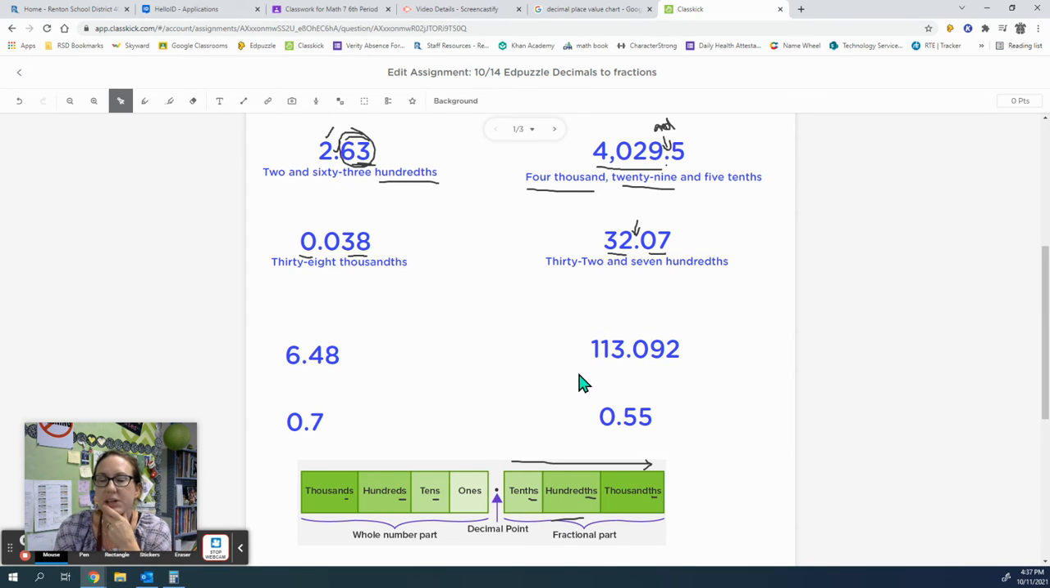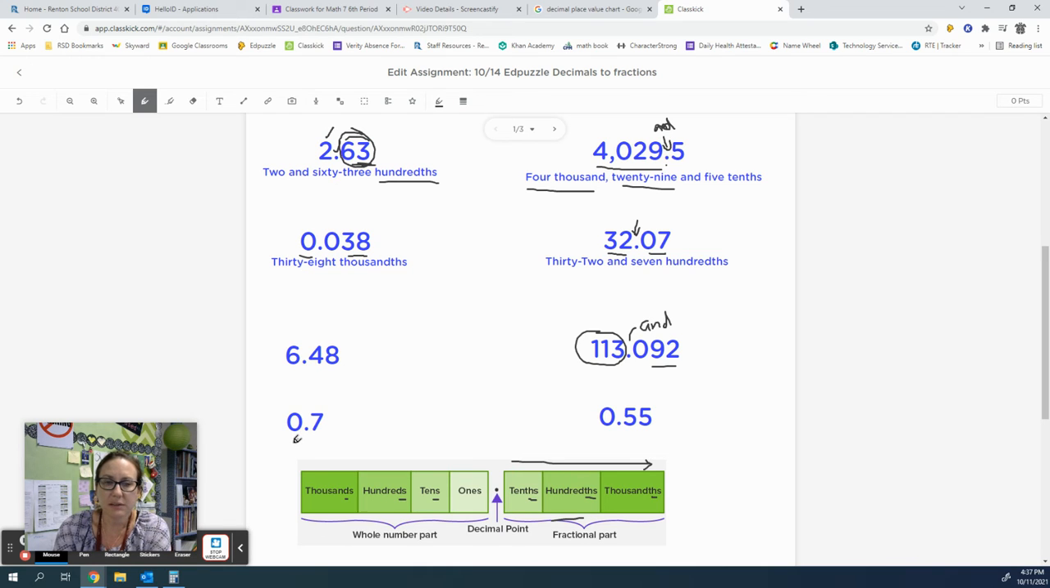Ooh, this one's a little bit trickier. We know this to be 113. So right here is 113. And 92. The 2 is in the thousandths place because we've got 1, 2, 3 beyond the decimal. 92 thousandths. 113 and 92 thousandths.